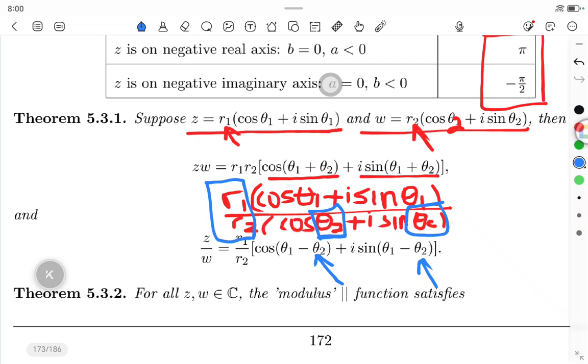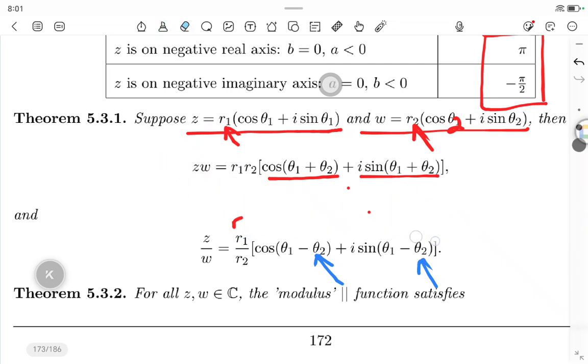We'll be using these properties to simplify our computations. It makes things easier, right? Sometimes they can give you ZW and say find the angle of ZW, it will be simple if you use this. Or the argument of Z over W, it will be simple. So now let's see.